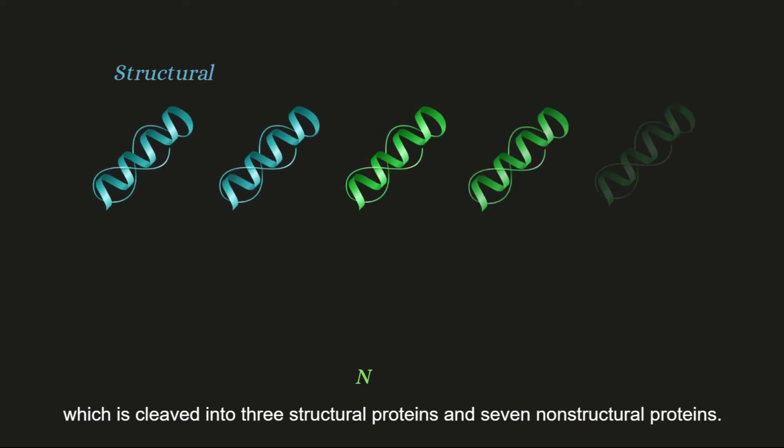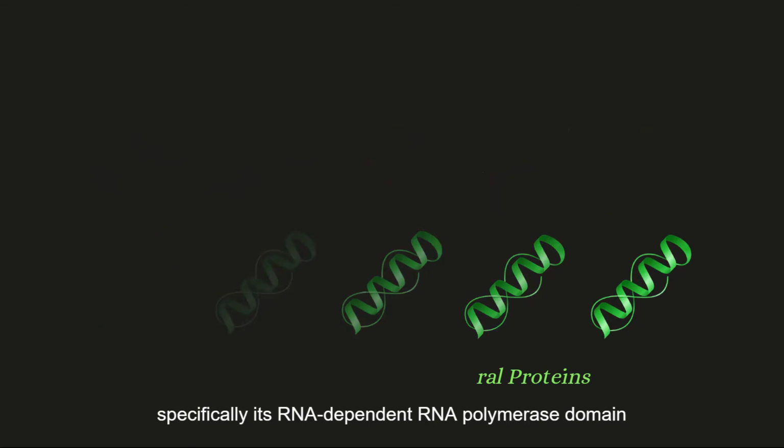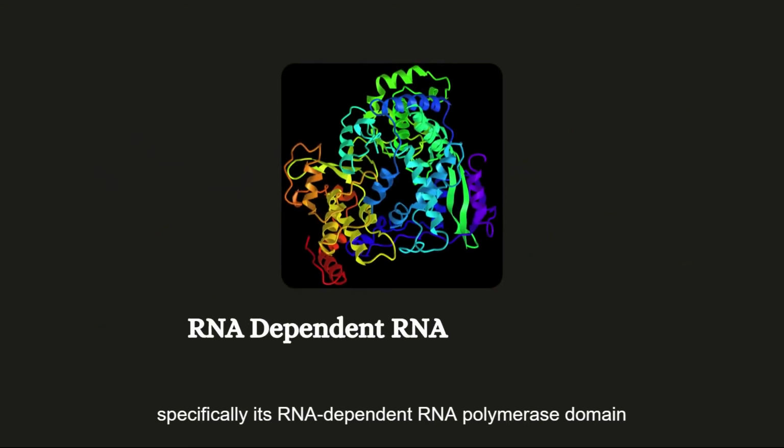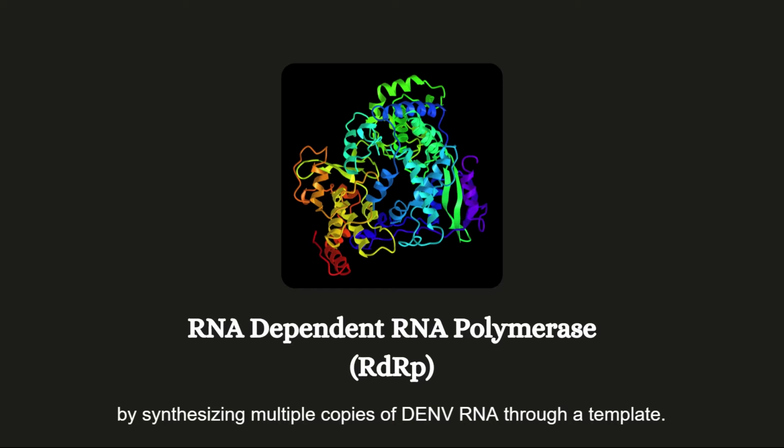After Dengue invades a host cell, its RNA gets translated by the ribosomes, which is cleaved into 3 structural proteins and 7 non-structural proteins. Among these, the non-structural protein 5, specifically its RNA-dependent RNA polymerase domain, functions on the replication of viral RNA by synthesizing multiple copies of DENV RNA through a template.